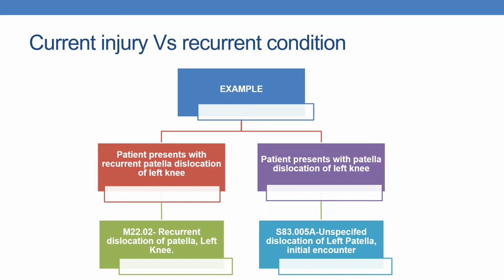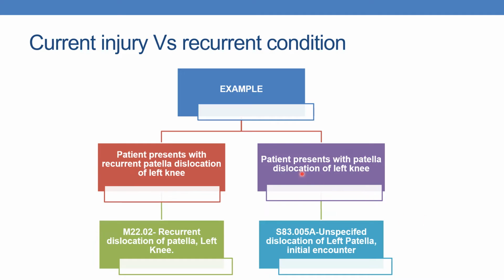Let us see examples. We'll discuss two cases here. The first one is current injury versus recurrent condition. Here is an example. Patient presents with recurrent patella dislocation of left knee. This is a recurrent condition. As I have discussed earlier, recurrent conditions or chronic conditions are present in chapter 13. Patient presents with recurrent patella dislocation of left knee. The appropriate code is M22.02, recurrent dislocation of patella, left knee.